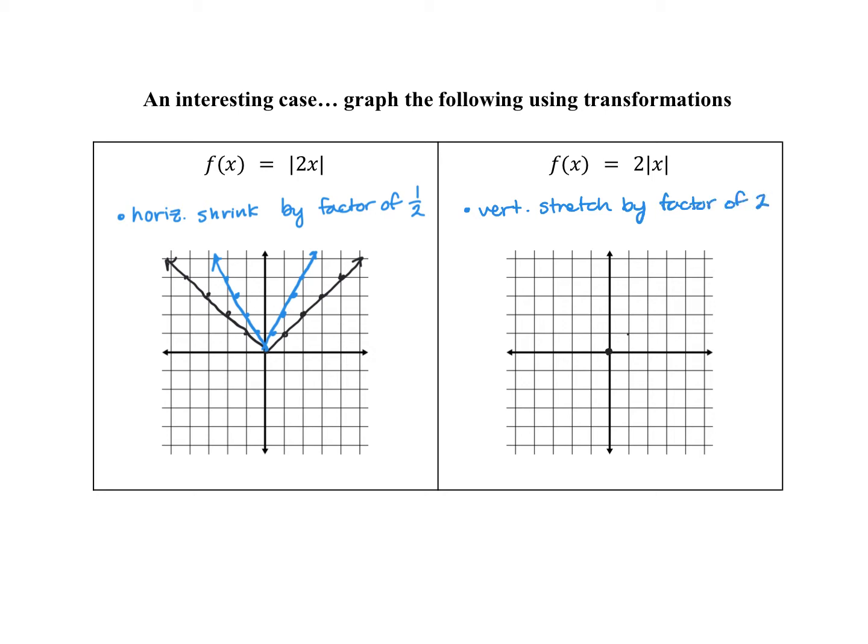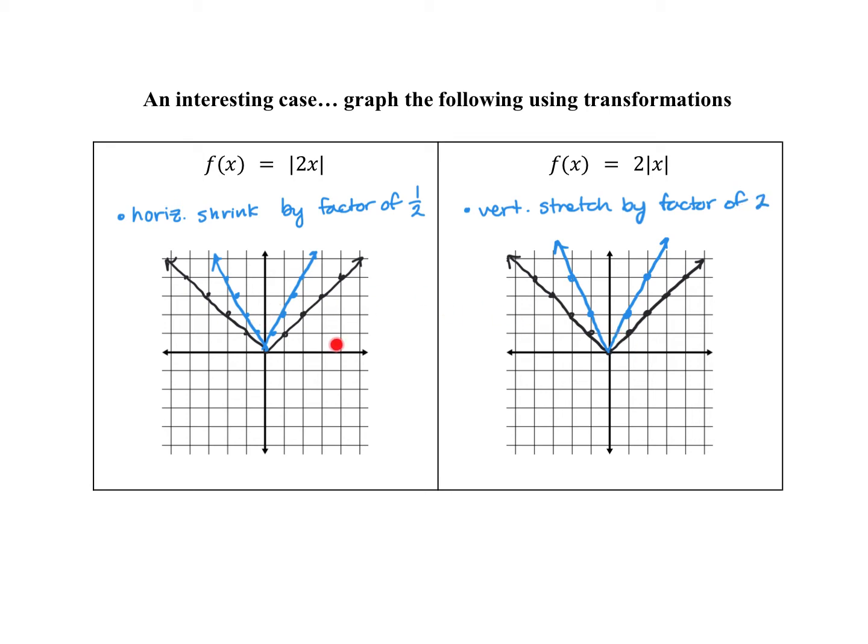So again, here's my parent function. So let's imagine we take all of our y values this time and multiply them by 2 because it's a vertical stretch. So this point goes to here. 2 goes to 4. And then it's already off our graph, so it does look something like this. So again, all of our y values were doubled because it's a vertical stretch by a factor of 2.